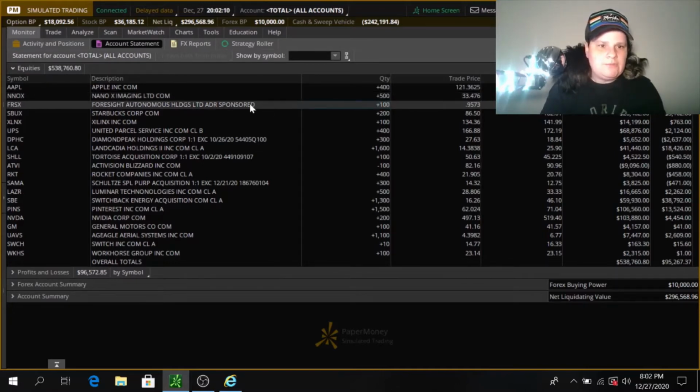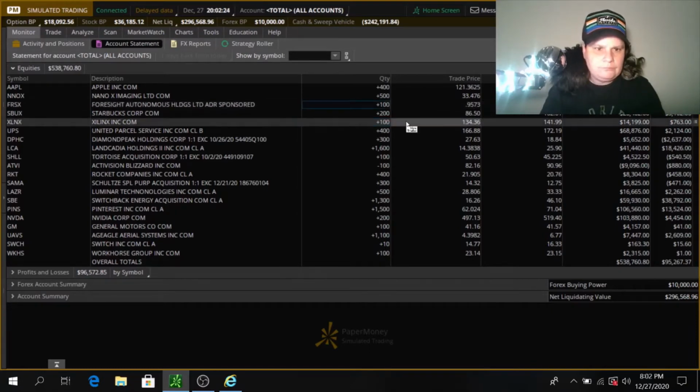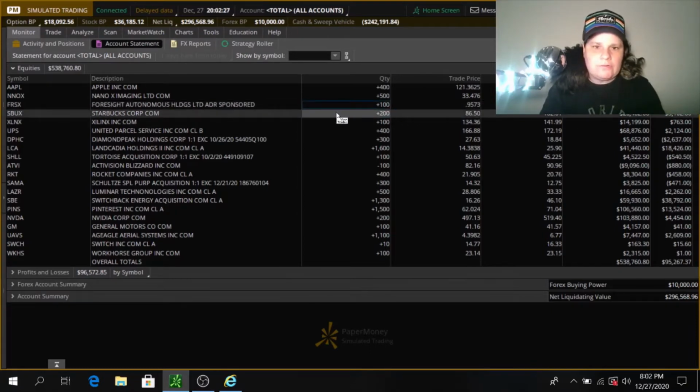Next one is Foresight Autonomous, which I think has a lot more room to run. This is another great one, okay? I bought it at, wow, 95 cents, and it's at $5.01, okay? Starbucks, another great company to have in any portfolio that's made money, okay?